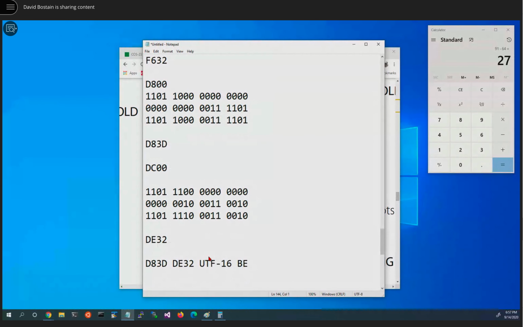For little endian, we only reverse them in sets of 16. So it'll be 3D D8, 32 DE.